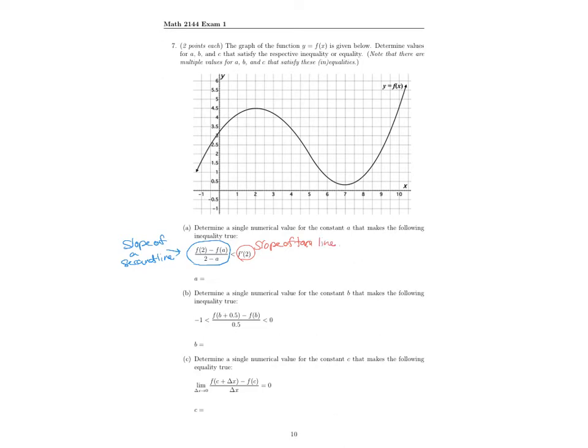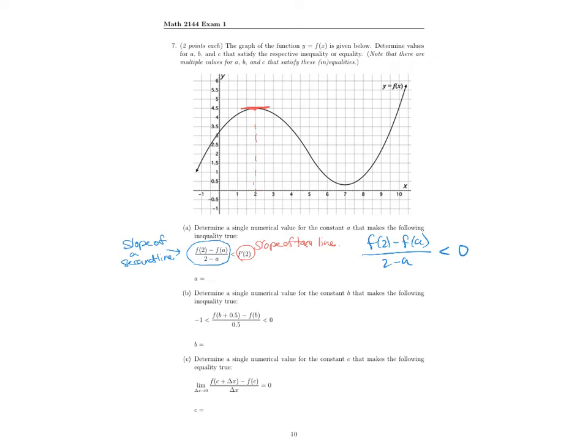And at x equal 2, so when I go over here to x equal 2 and go up, I can see that the slope of the tangent line is 0. So really what I want is I need to find a value for a such that f of 2 minus f of a over 2 minus a is less than 0. So I need that secant line to have a negative slope.